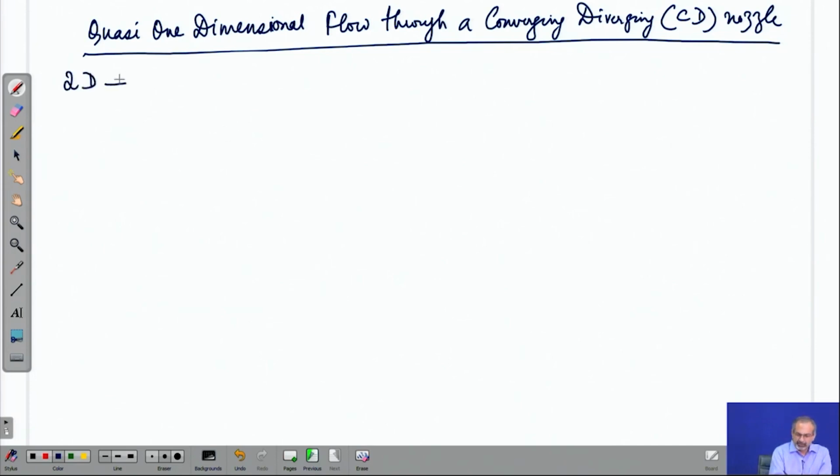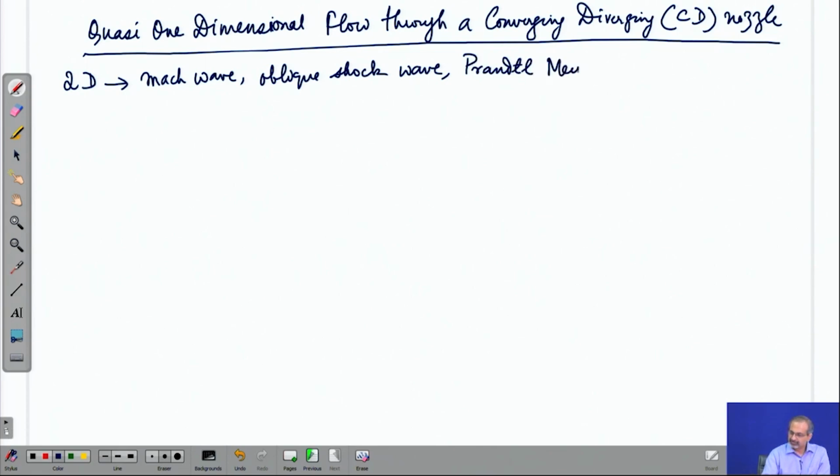What have we learned before this? We have learned about two dimensional compressible flows. In what context? We have learned them in the context of Mach wave, oblique shock wave. We just finished discussing Prandtl-Meyer expansion. So, these are all examples of two dimensional flows.